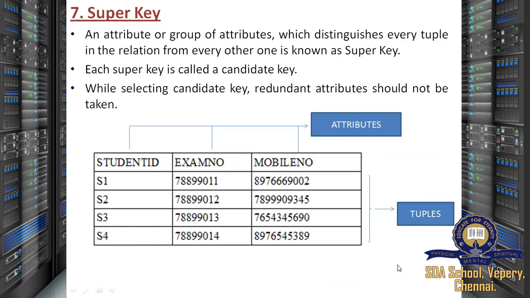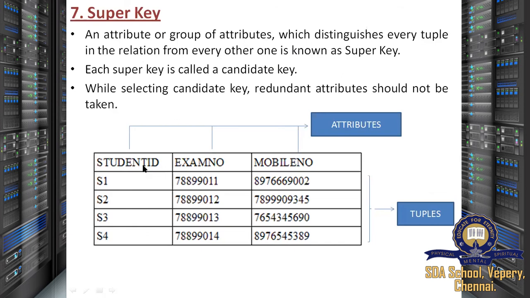Super key. Look at the definition they have given. An attribute or group of attributes which distinguishes every tuple in a relation from every other is known as a super key. They do not say one single attribute, they say a group of attributes or an attribute, which is used to distinguish every tuple. Tuple means every row, or we can say a record. Each super key is called a candidate key. Keep in mind, super keys are formed not by a single key. Super keys are formed by a group of keys, or we can say a group of attributes.